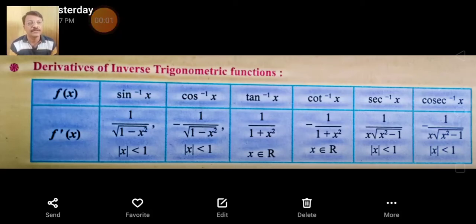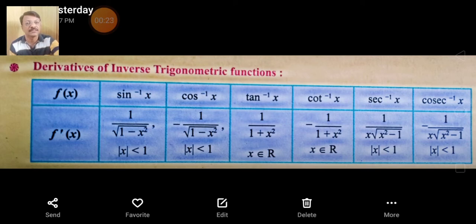Derivatives of inverse trigonometric functions. See this table. The derivatives of the functions sin inverse x, cos inverse x, tan inverse x, cot inverse x, sec inverse x and cosec inverse x are shown here in this table. In the second row you can see the derivatives.